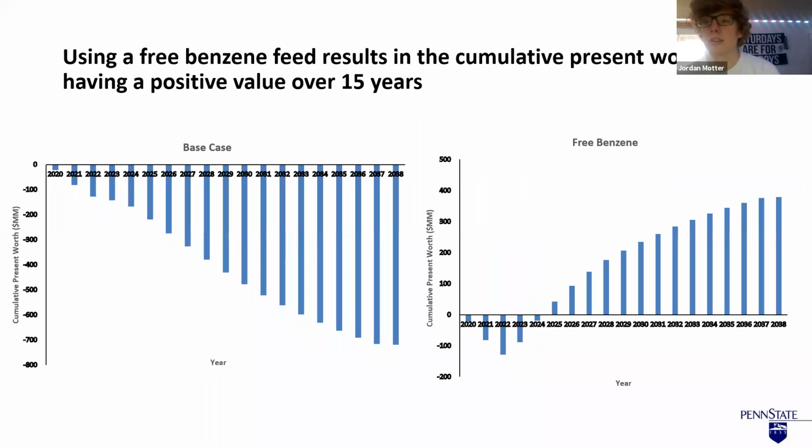Another sensitivity analysis was completed in which we receive a free benzene feed from another process in the plant. Our feed costs account for most of the costs in the plant. Therefore, obtaining a free benzene feed will drastically reduce this feed cost. And as you can see from the cumulative present worth graph on the right, the plant becomes profitable after year 2025 in comparison to the base case that never becomes profitable. Therefore, this is a viable option our team could pursue in order to start construction of the plant and make the plant profitable.